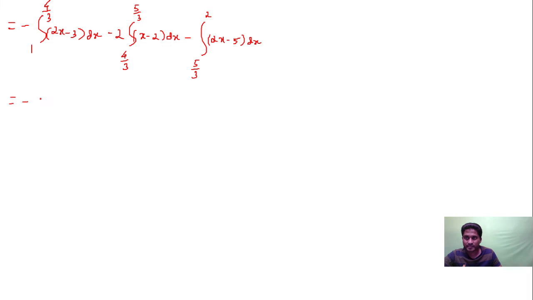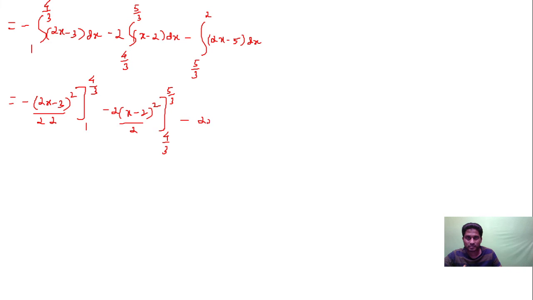Now integration of x is x square by 2. So this is (2x minus 3) the whole square upon 2. Coefficient of x is 2, divided by 2, between the limits 1 and 4 by 3. Minus 2 times integration of x is x square by 2, between the limits 4 by 3 and 5 by 3.